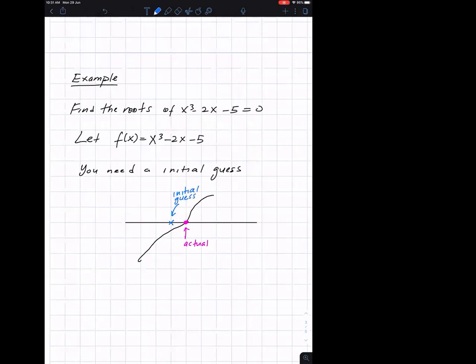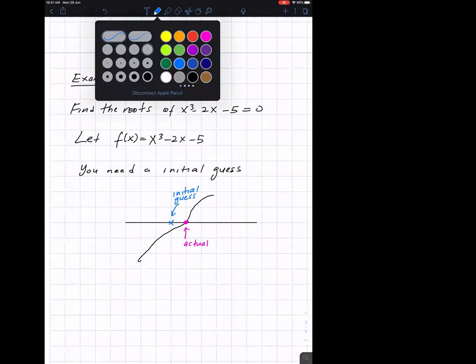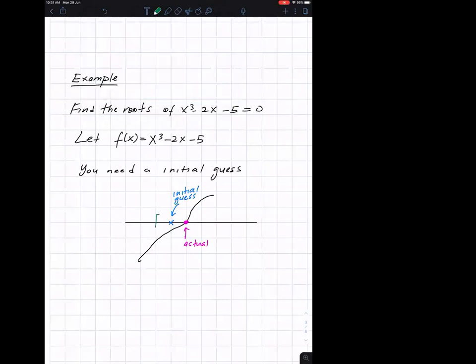You can choose anywhere, on the left side, on the right side, or any side you like. Once you have the initial guess, or rather before you pick the initial guess, you can also find an interval. So how do you find the interval? This is how you find it.